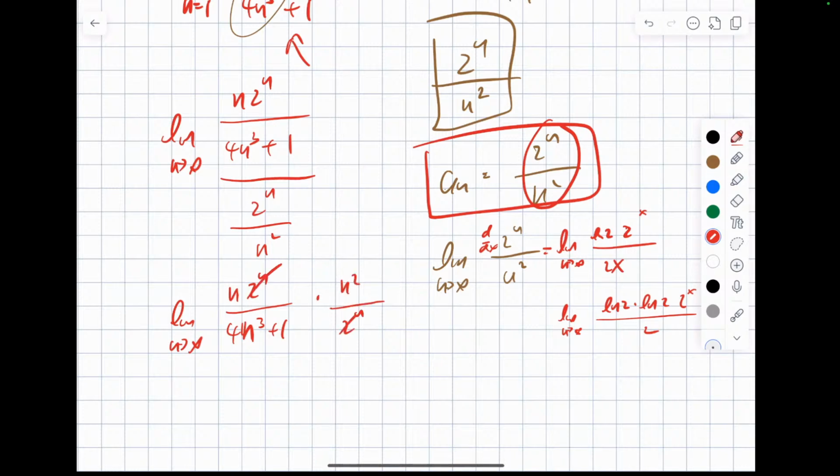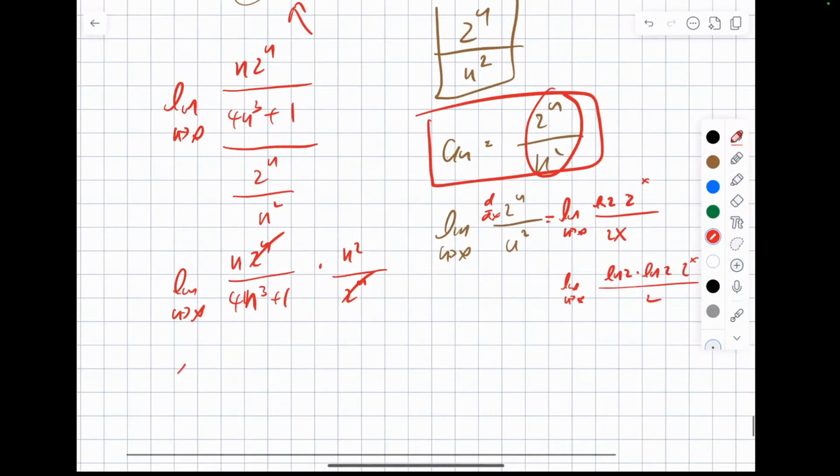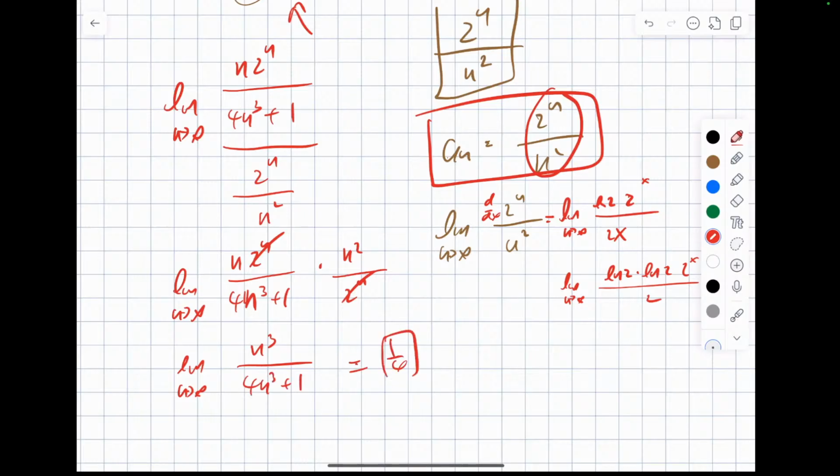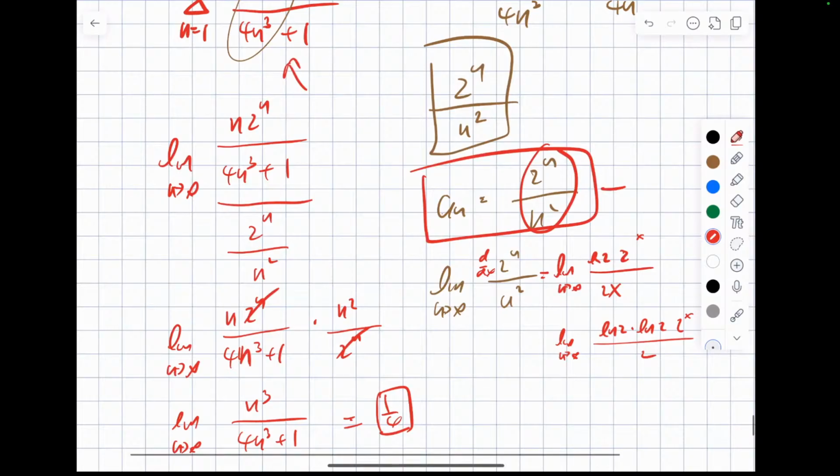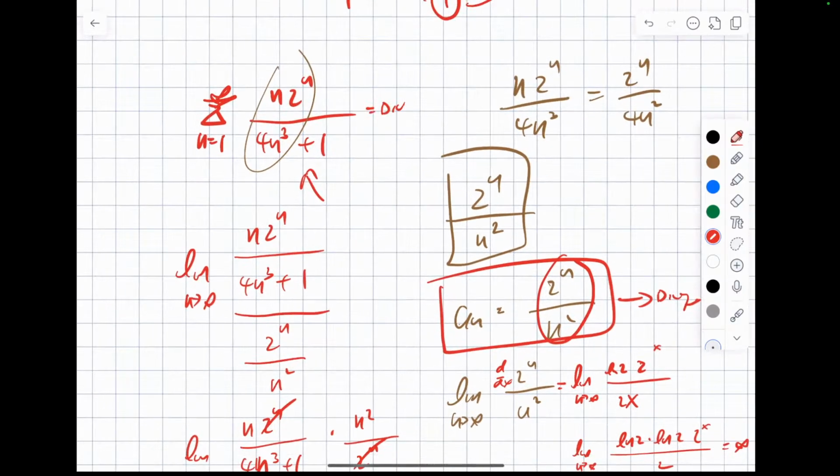So this cancels out, right? Nicely. And this is going to be the limit as n approaches infinity of n cubed over 4n cubed plus 1. So that's going to be 1 over 4, right? So it's 1 over 4, which is what? Positive infinite. So if this diverges, this must also diverge, right? And you have to say due to which type of test? Limit comparison test.